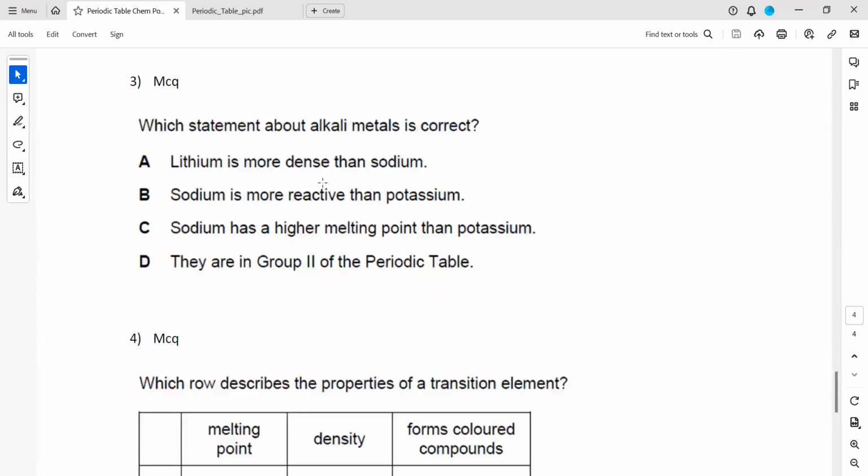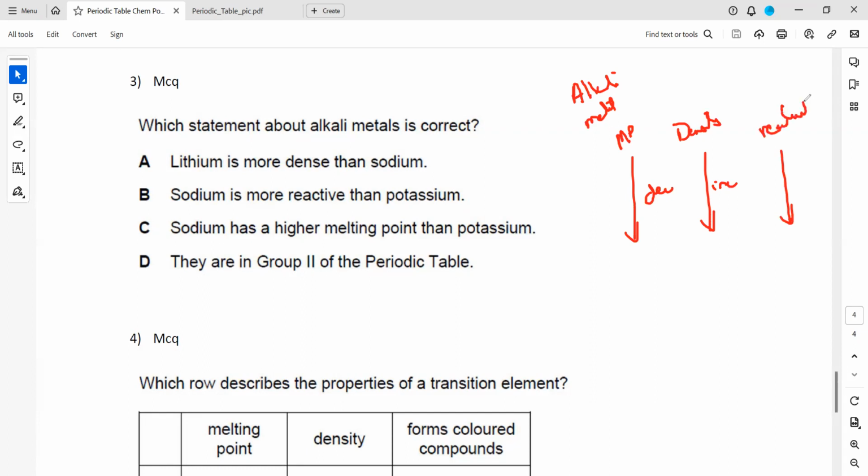In question 3, which statement about alkali metals is correct? What is the periodic trend for alkali metals or group 1? The melting point decreases as we go down the group. The density increases as we go down the group. The reactivity increases as we go down the group.